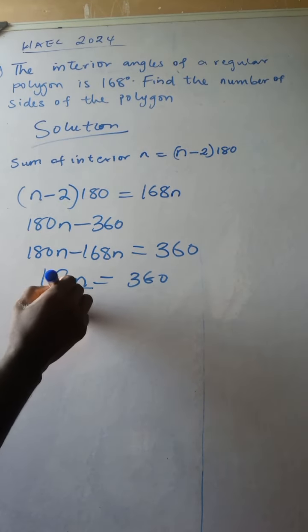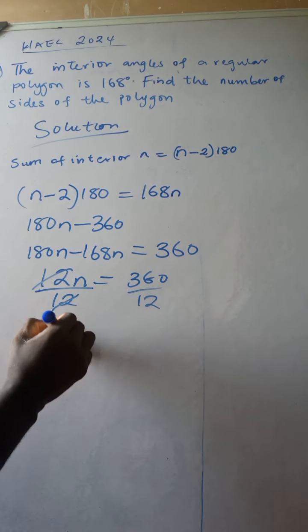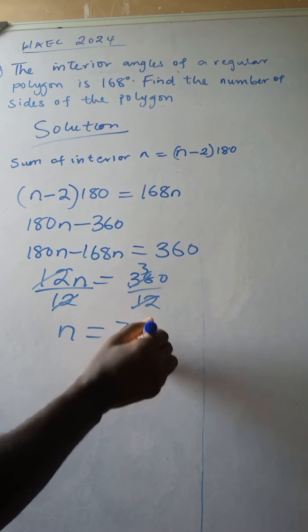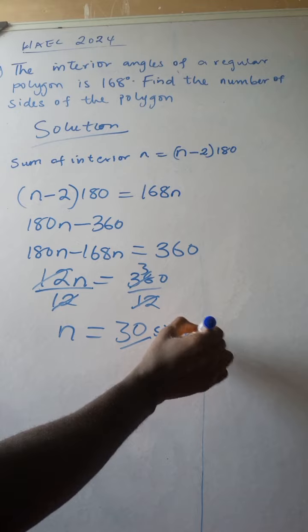So all you have to do now is divide both sides by 12. And that is going to give us n is equal to 360 divided by 12, which is 30. So there are 30 sides to the polygon.